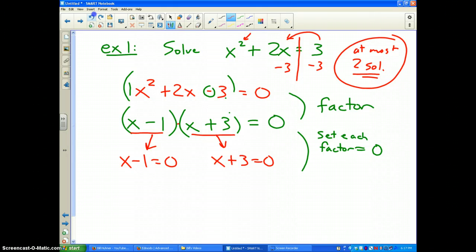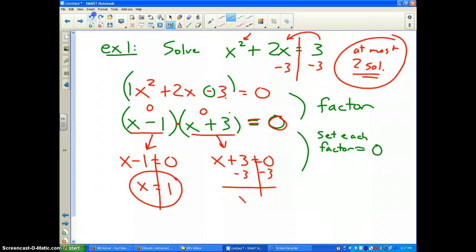Since it's times, if either one of these is 0, we all know 0 times anything equals 0. So that's what we want. So I'm just going to solve this. I'm going to add 1 to both sides, and I get x equals 1. And over here, I'm going to minus 3 to both sides, and I get x equals negative 3. And these 2 are my solutions.